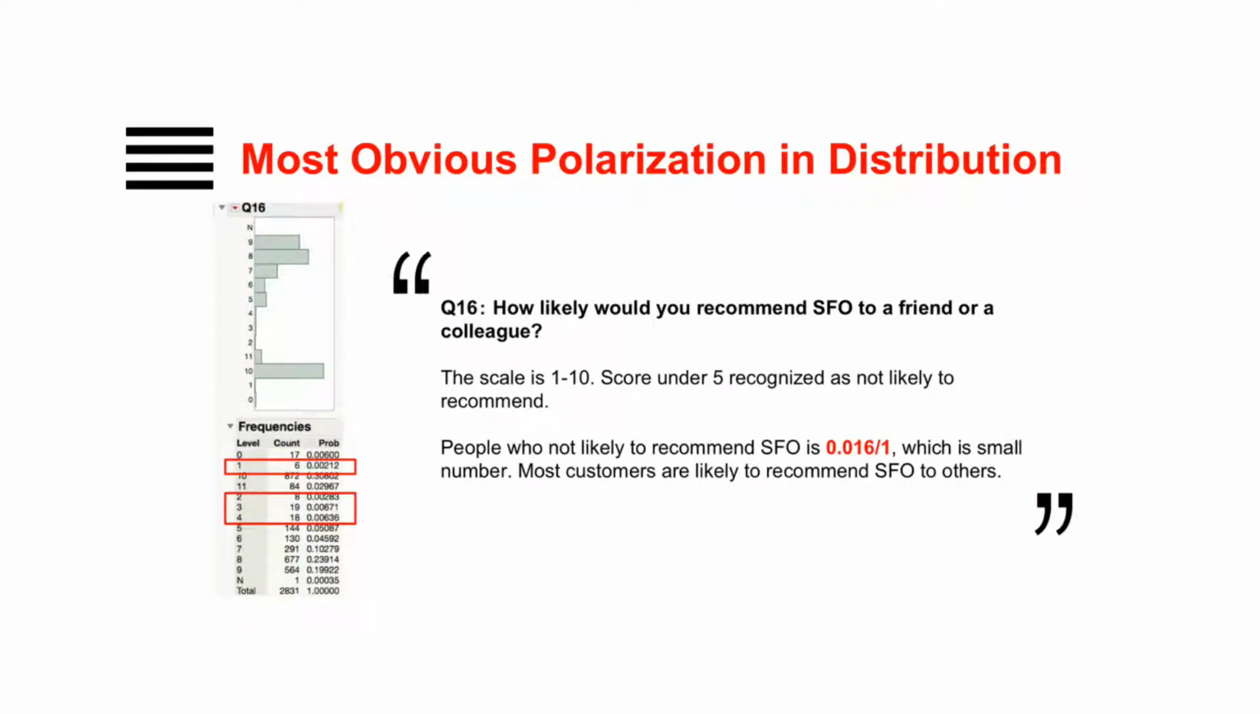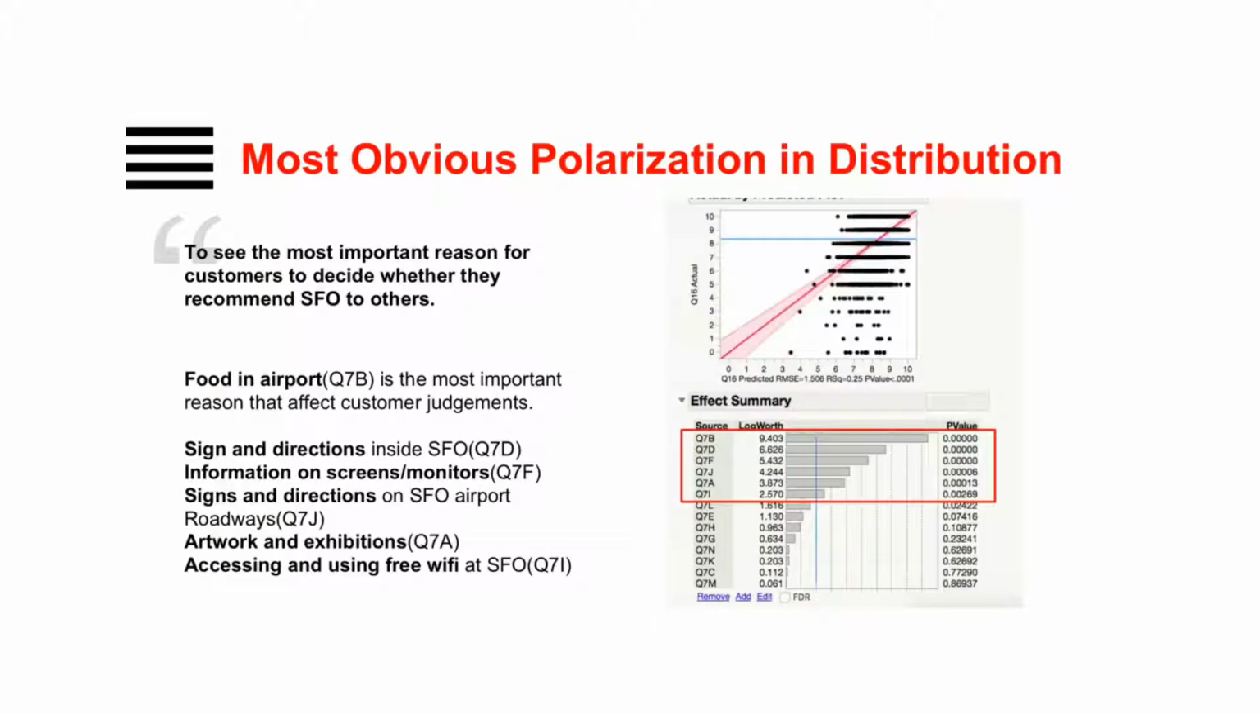So Q16 asks: how would you recommend San Francisco Airport to a friend or a colleague? The score is 1 to 10, and a score under 5 is recognized as not likely to recommend. We point out that we found the p-value less than 0.016. It's a very small number, and few customers reach this level, so most customers are likely to recommend San Francisco Airport to others.